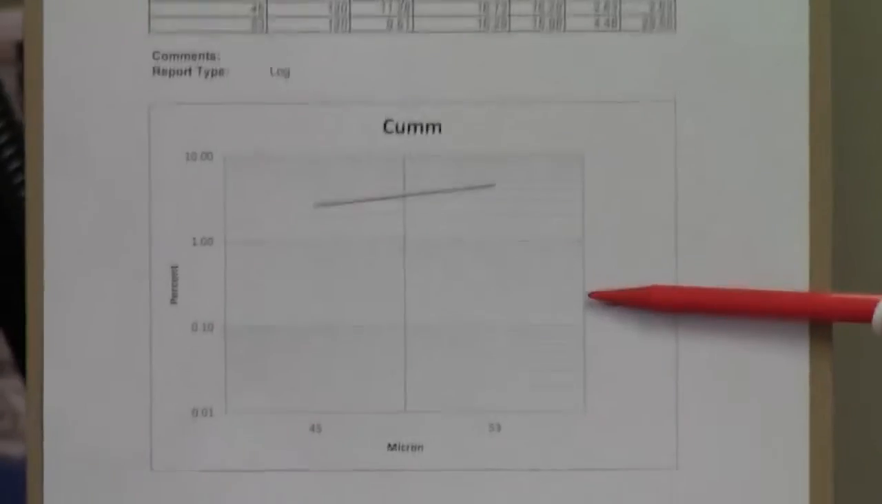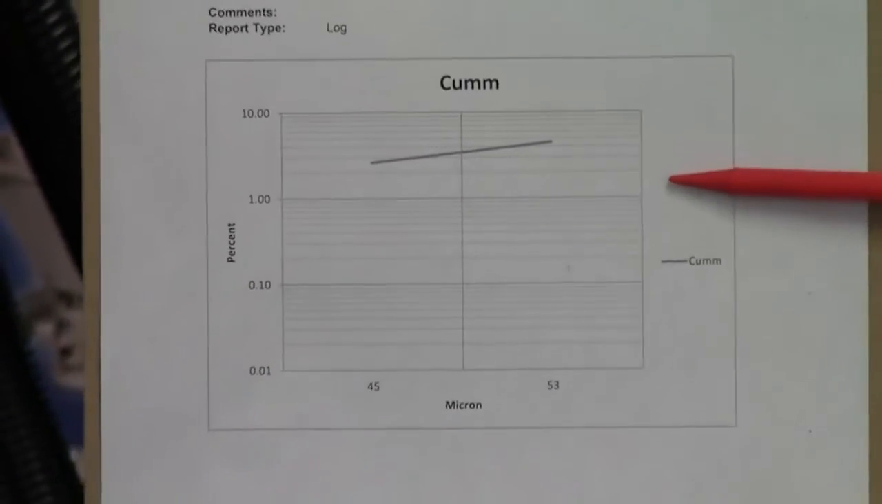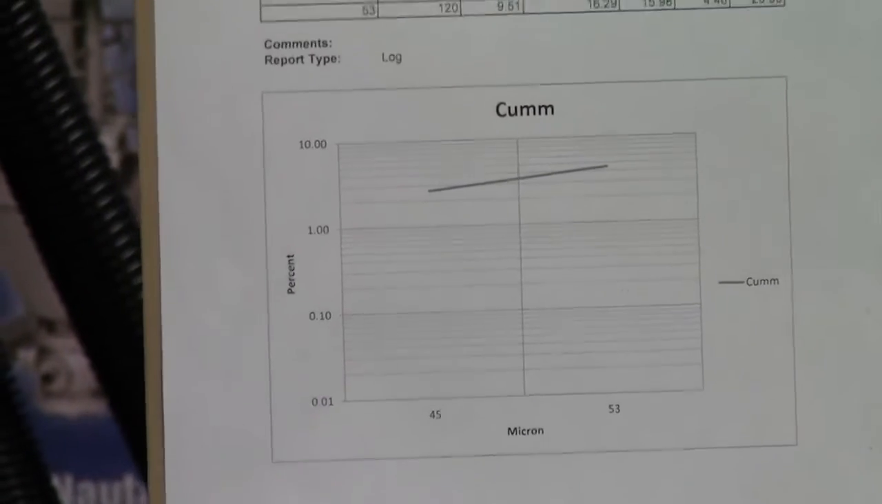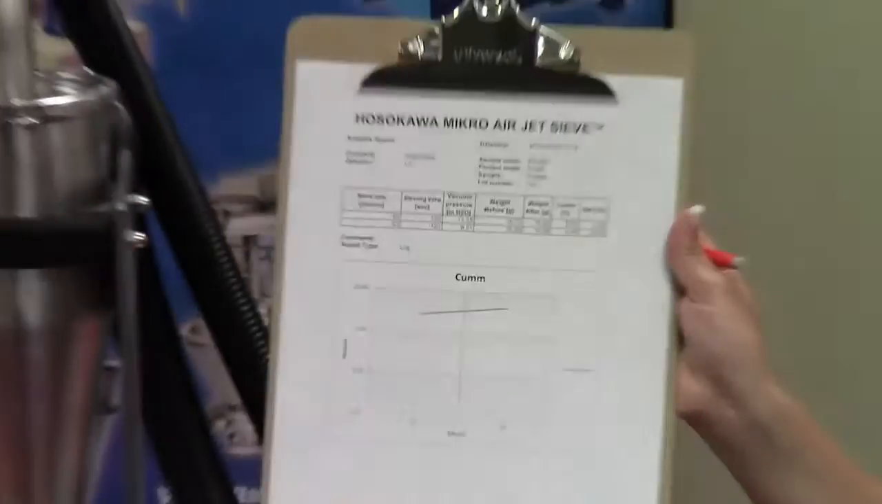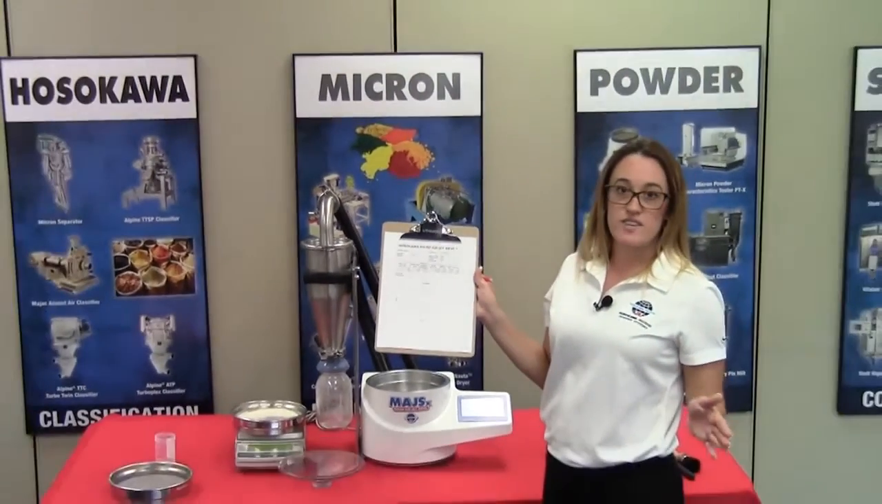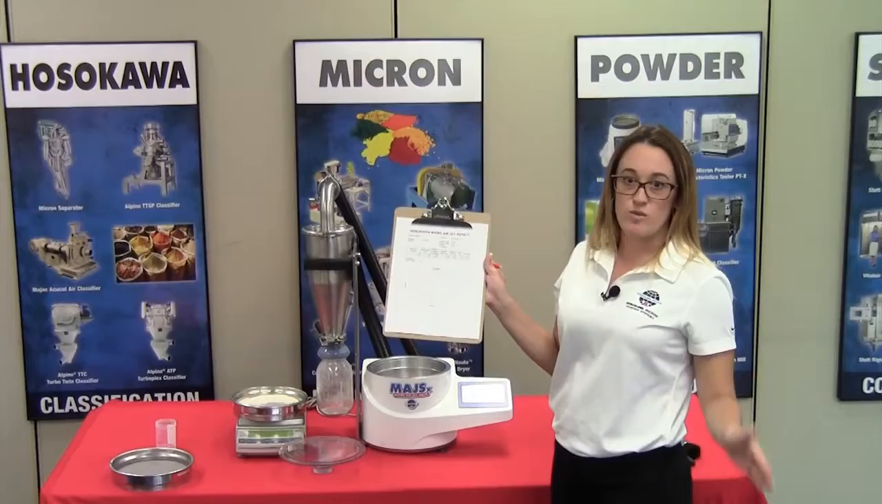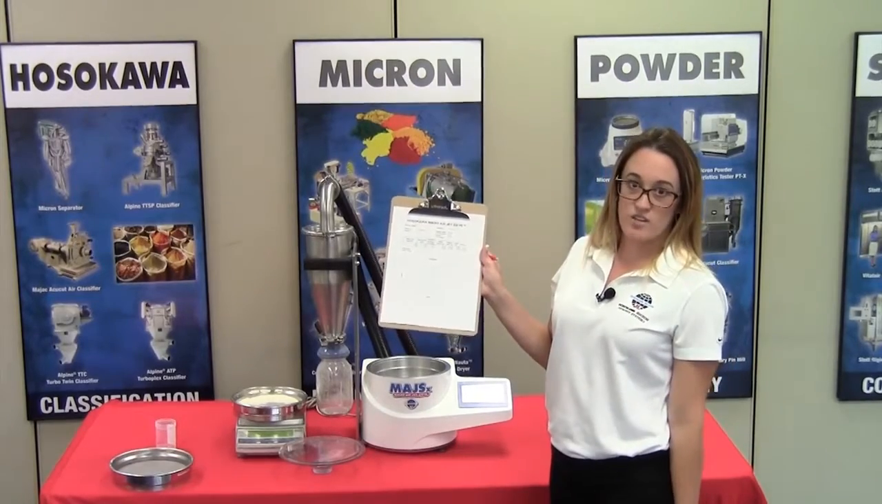Here we have a graph. This graph is in lin log. For those of you users who like to use Rosin Rambler, this is a time where you can go back in the settings and you can enter in your D10, D50, D97, or whatever you're looking for, and print out the Rosin Rambler graph.